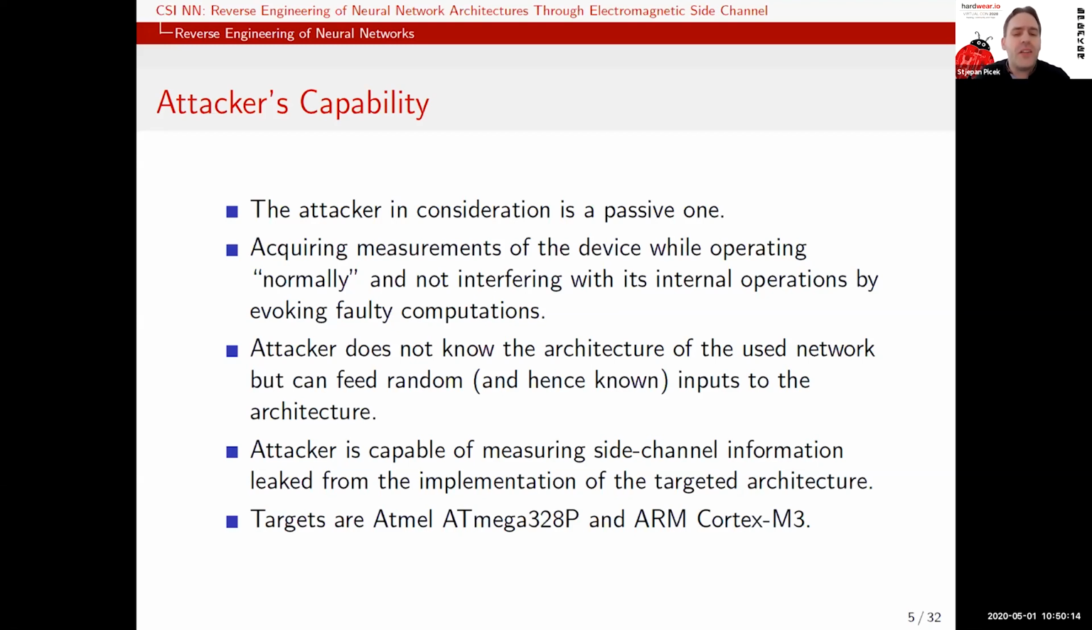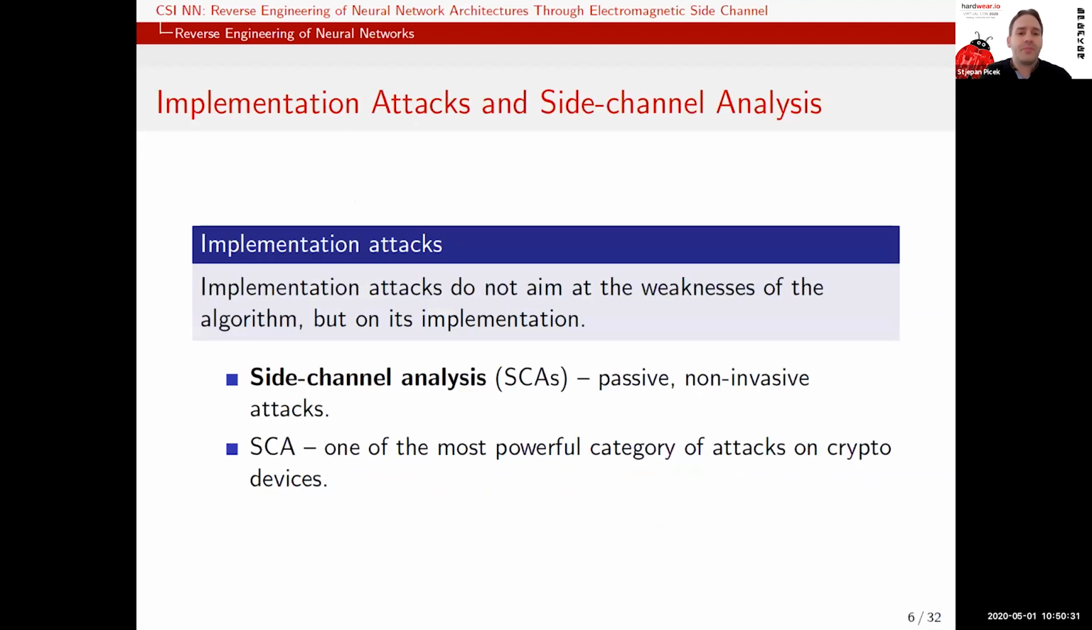So here we played with Atmel, Atmega, and ARM Cortex chips. Why? Because we were interested in embedded devices, devices that one could find in actuators, in sensors in the real world. And these are kinds of devices that one would really observe in settings like that.